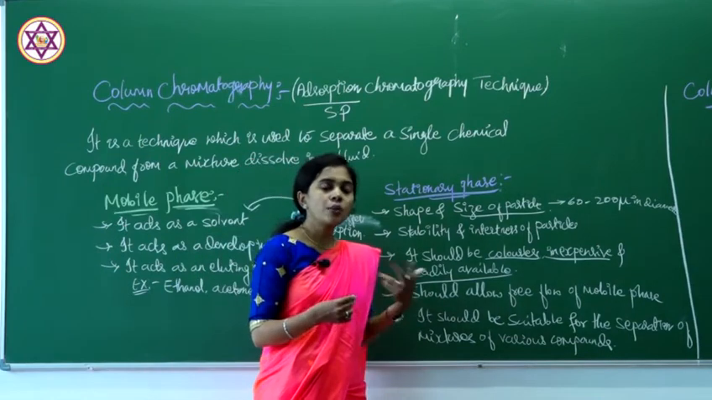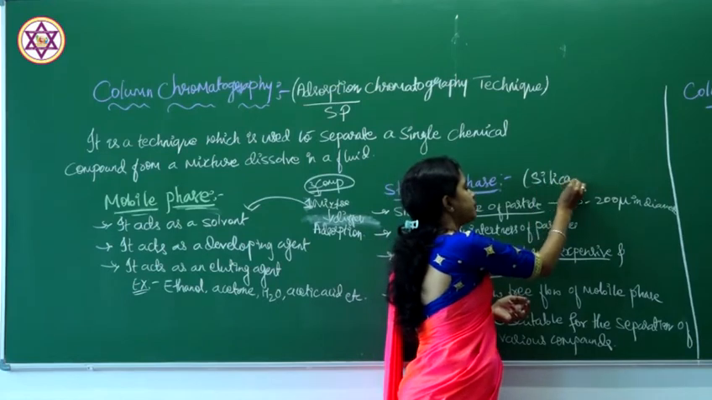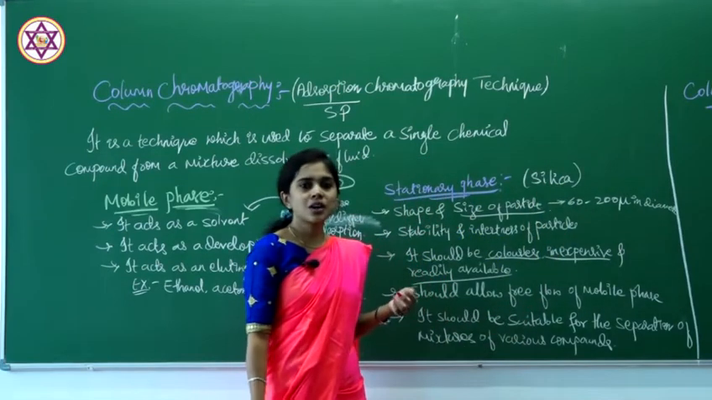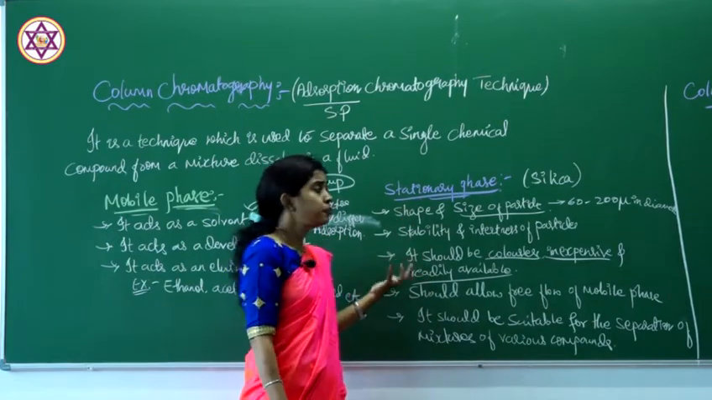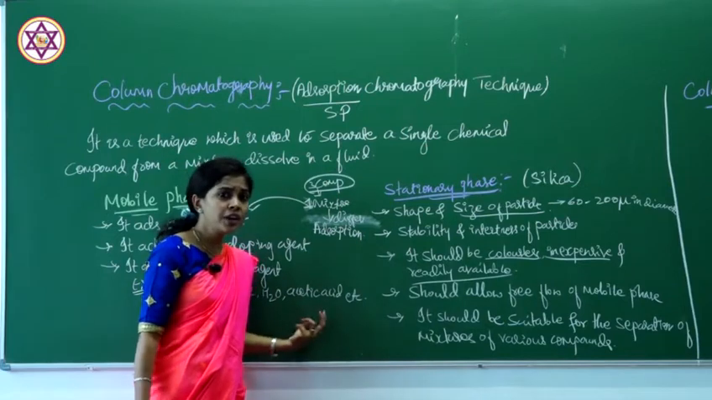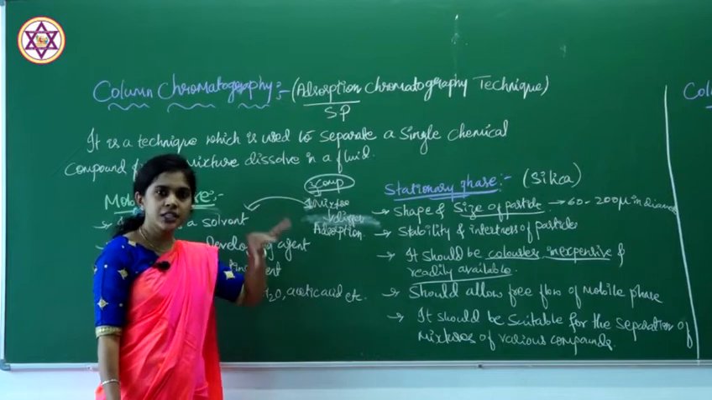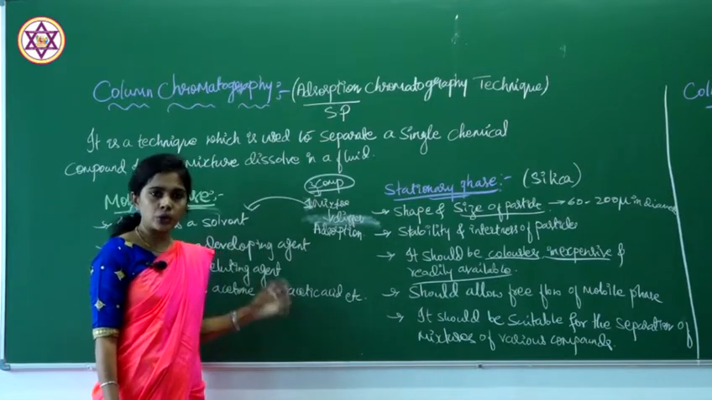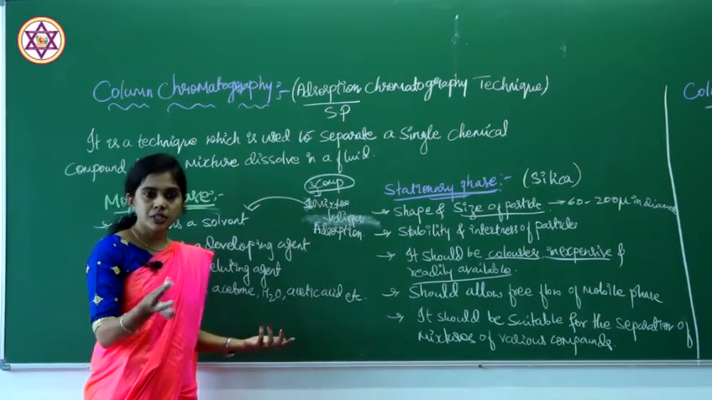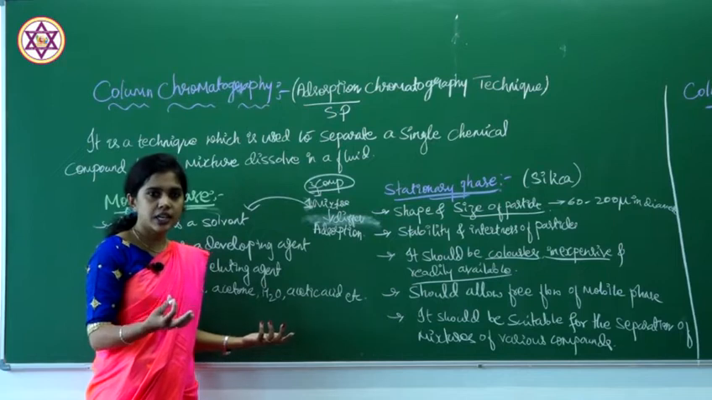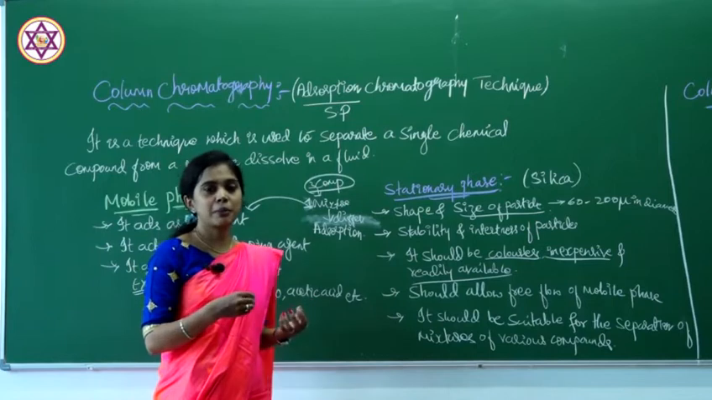Then what is the commonly used stationary phase? That is silica. Silica is what we use as the stationary phase. Mobile phases are suitable solvents. It can be acetone. Some compounds easily dissolve in water, so we take water only, or in some cases they are soluble in acetone, methanol, or acetic acid, and we add that.